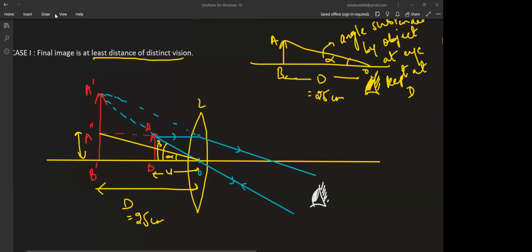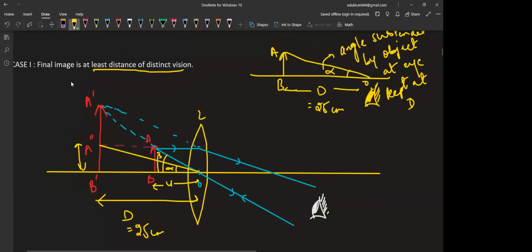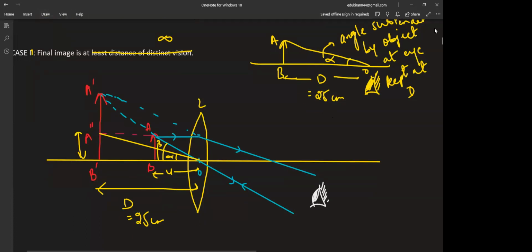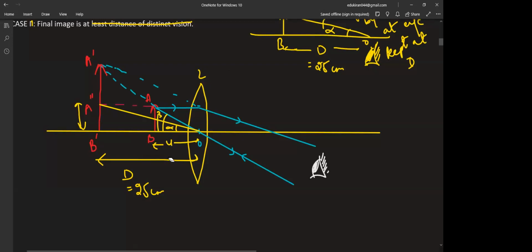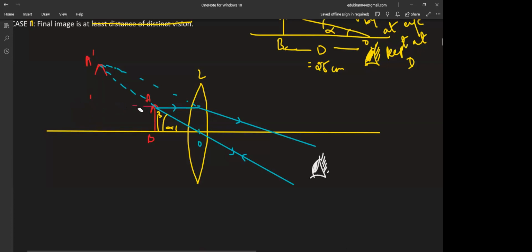In the second case, I'll draw it here only, though I have written it separately. This will be case 2, and the final image is at infinity. I hope you all have drawn. This part will be exactly the same. Without the lens, when you want to focus on and see the object, you will keep it at 25 centimeters. So this will be as it is. But here you will have a slight difference.